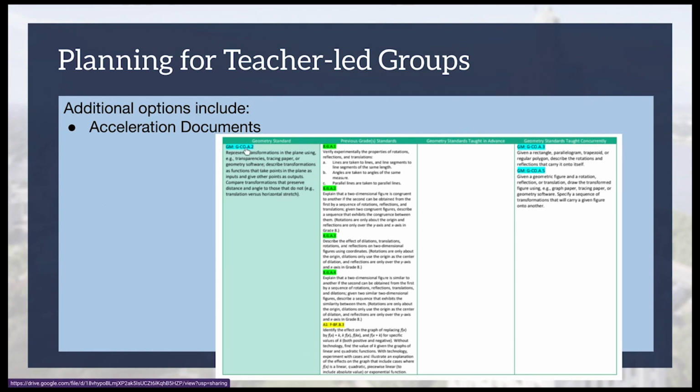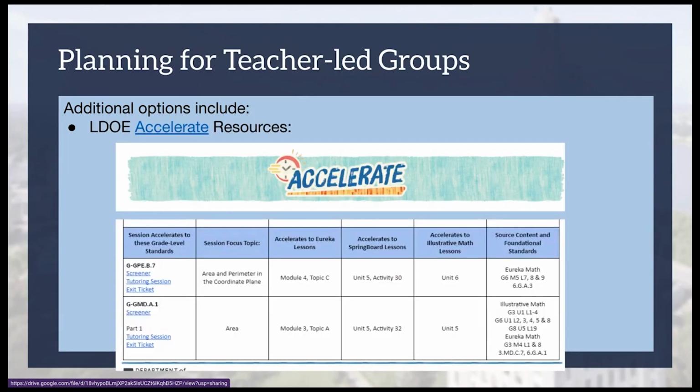So I would look at that standard, that was one of my lowest performance standards, and see which one of these previous grade level standards would help me with supporting my students with my grade level standard. And if you notice, there are also Algebra 1 standards, because remember, they also use Algebra 1 skills in geometry. And so then we have the Accelerate resource. And so you can utilize this as one of your teacher-led groups.